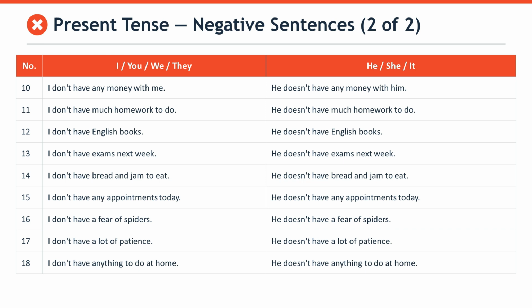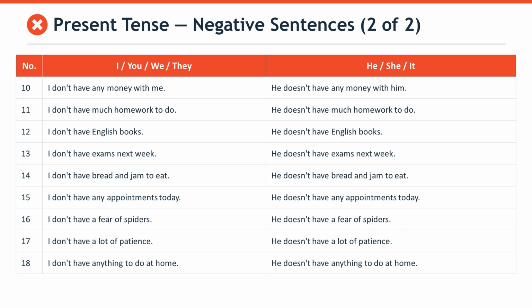I don't have English books. For he doesn't have English books. I don't have exams next week. For he doesn't have exams next week. I don't have bread and jam to eat. For he doesn't have bread and jam to eat. I don't have any appointments today. For he doesn't have any appointments today. I don't have a fear of spiders. For he doesn't have a fear of spiders.